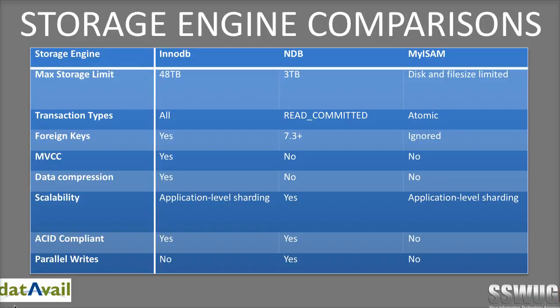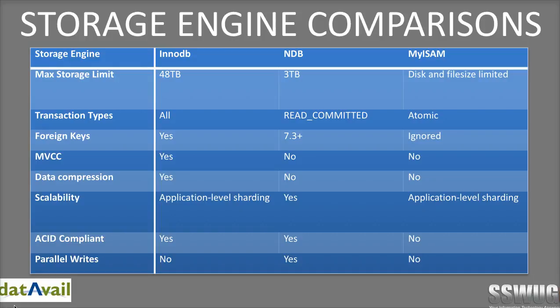Foreign keys, InnoDB has. InnoDB only has them after 7.3 or later, and they are ignored by MyISAM. You can keep your foreign key statements in there. It will remember them, but it doesn't do anything with them. So it will still be up to you in your code to enforce foreign key constraints if you're using MyISAM. For data compression, you can do it inside of InnoDB. It's not very quick, but you can do it.